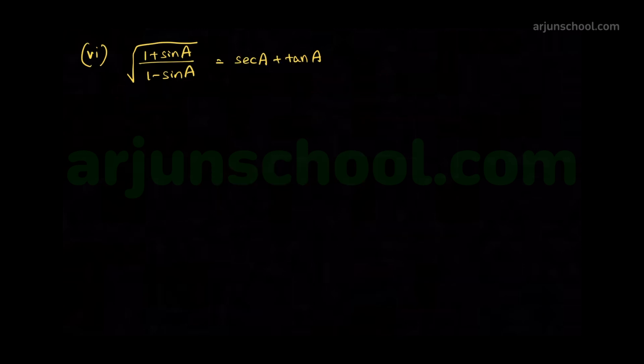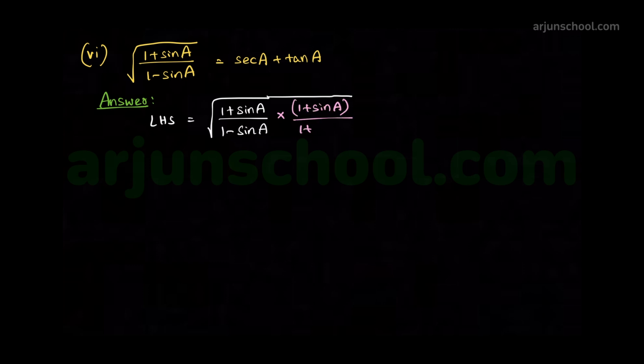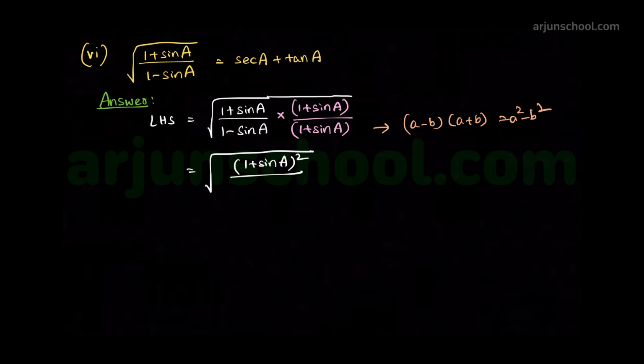Sixth problem. Prove that root over 1 plus sin A by 1 minus sin A is equal to secant A plus tan A. Let us take the LHS, which is equal to root over 1 plus sin A by 1 minus sin A. Inside the square root, let us multiply and divide by 1 plus sin A. That is equal to root over 1 plus sin A of 1 plus sin A by 1 minus sin A of 1 plus sin A, which is equal to root over 1 plus sin A whole square divided by, it is of the form A minus B into A plus B, which is equal to A square minus B square, where A is 1 and B is sin A.